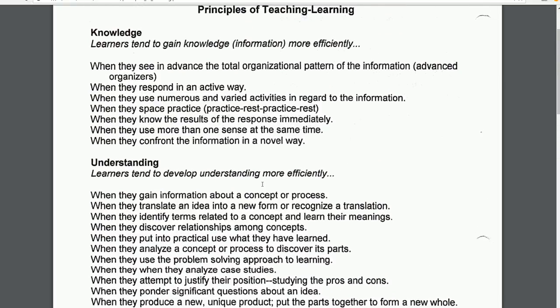But these principles underlie the actual activities. We're not going to just tell the student, I want you to respond in an active way. We are going to create activities that require the student to respond in an active way when we're trying to teach them, for instance, knowledge. So the activities will be built based upon these specific principles.